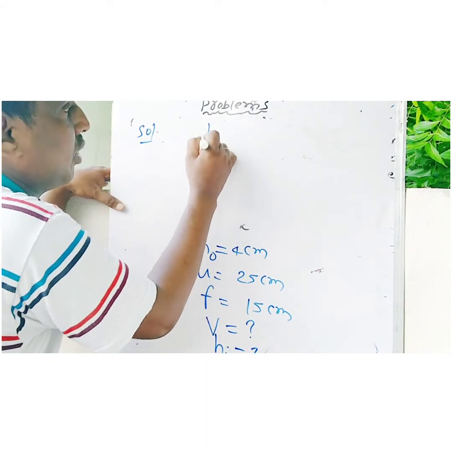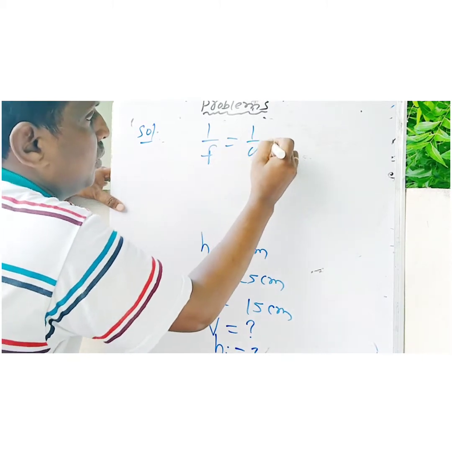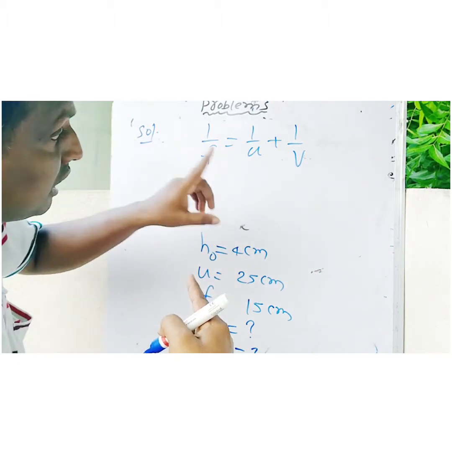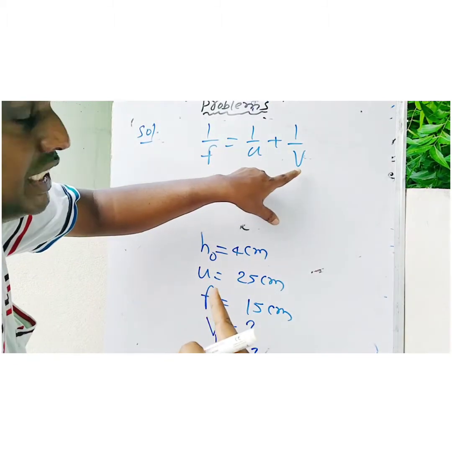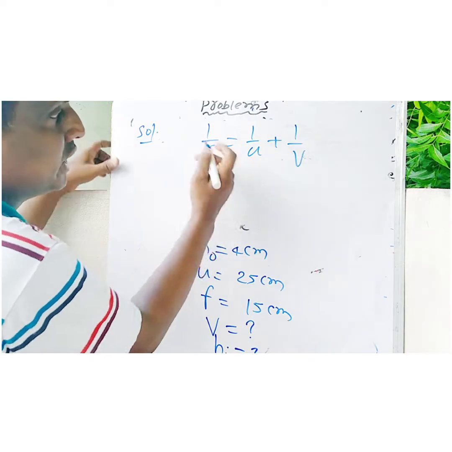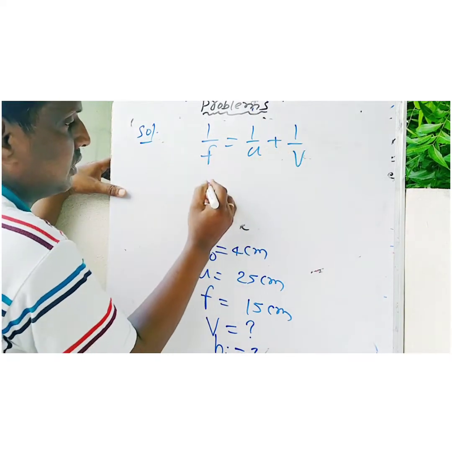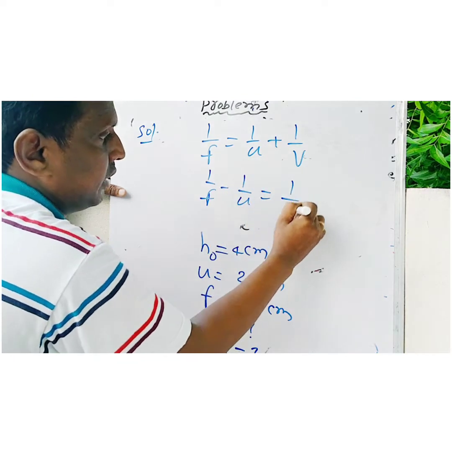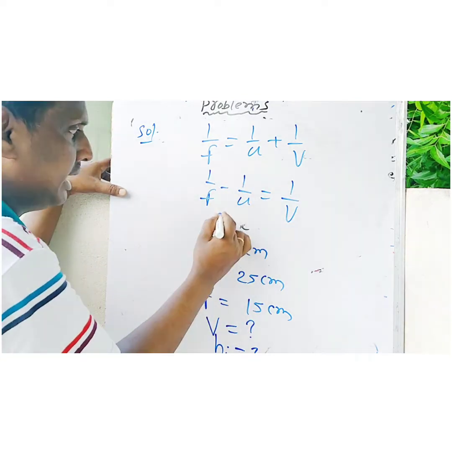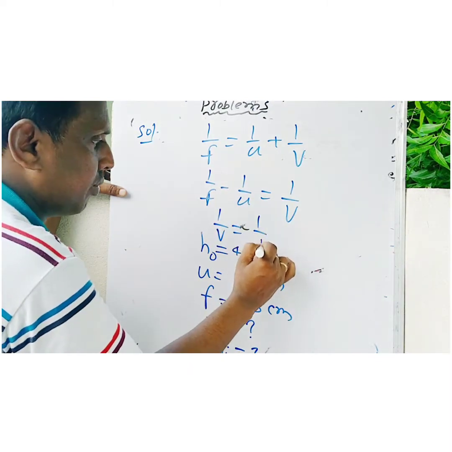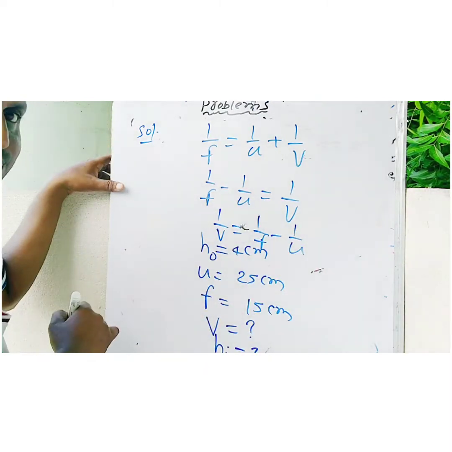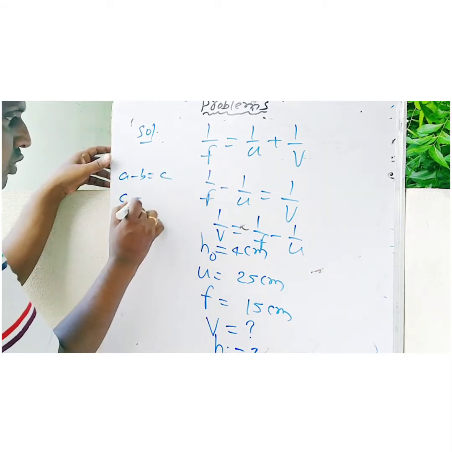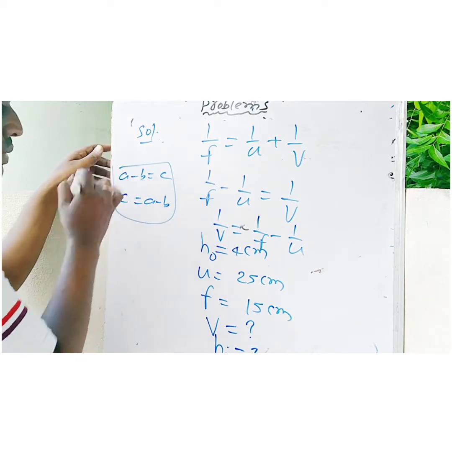The mirror formula is 1 by F equals 1 by U plus 1 by V. Before substitution, F and U are given, but V is not. We have to find V. So take 1 by V to one side: 1 by F minus 1 by U equals 1 by V, or 1 by V equals 1 by F minus 1 by U. For example, A minus B equals C, or C equals A minus B. Take anyone.